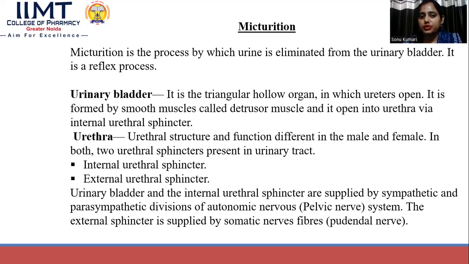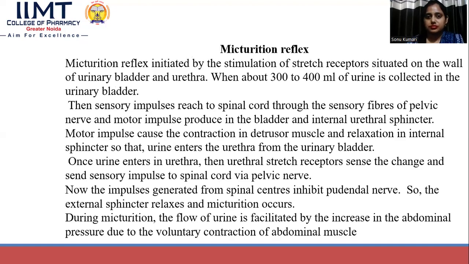Urethral structure and function are different in male and female. In both, two urethral sphincters are present in the urinary tract. First is the internal urethral sphincter, second is the external urethral sphincter. The urinary bladder and the internal urethral sphincter are supplied by the sympathetic and parasympathetic divisions of the autonomic nervous system. The external sphincter is supplied by somatic nerve fibers.